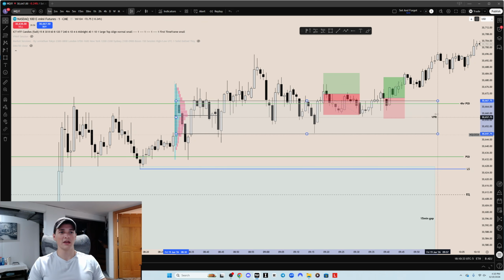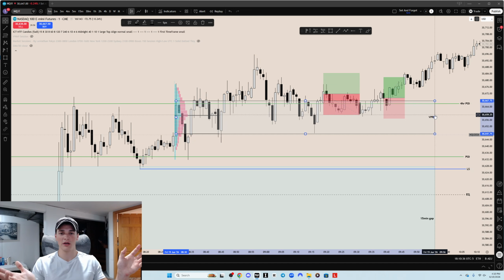It's exactly how you would draw out an unfilled gap, an open range breakout, a rejection block. It's the same thing. You're just making a zone.